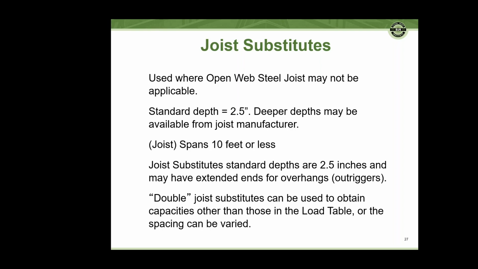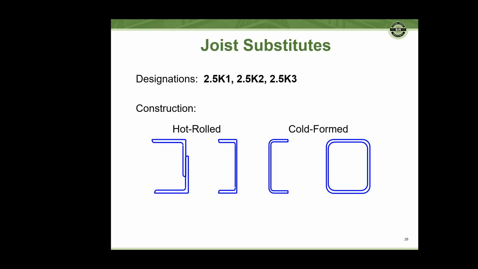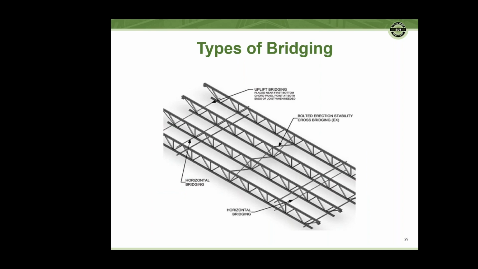They are intended for spans of 10 feet or less, and the designations are pretty limited. There's only 3 types, but they can easily be doubled up to obtain any capacity that's needed, or more capacity than what will be in the load tables. So the types offered are simply a 2.5K1, K2, or K3, and some samples are shown here of how we might go ahead and construct those, which could be using some angles or a hot roll channel, or it could be a cold form shape or a piece of HSS steel.